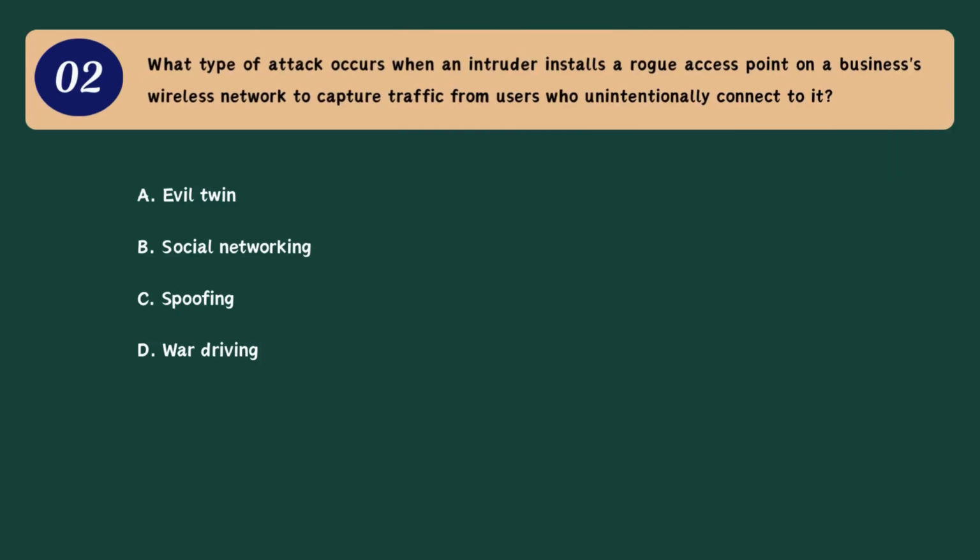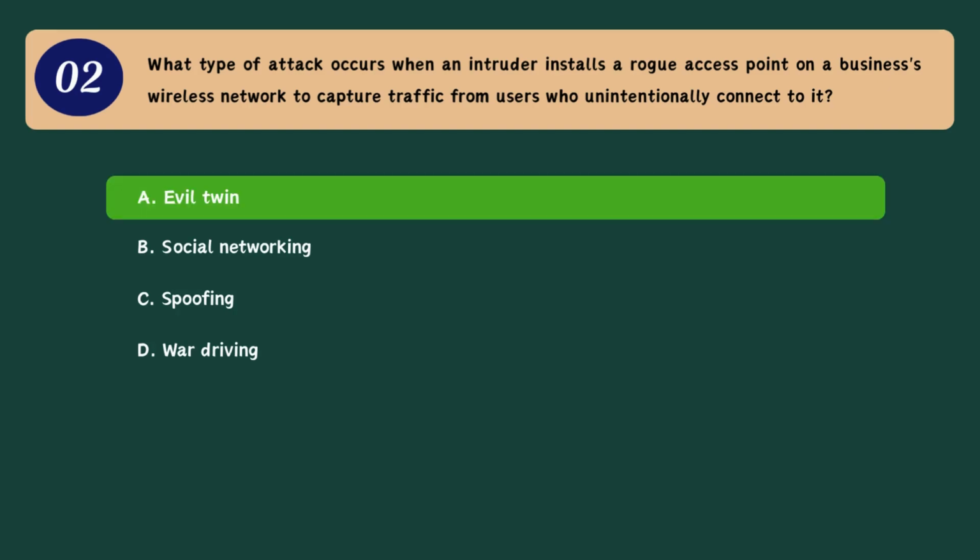Question 2. What type of attack occurs when an intruder installs a rogue access point on a business's wireless network to capture traffic from users who unintentionally connect to it? A. Evil twin. B. Social networking. C. Spoofing. D. War driving.